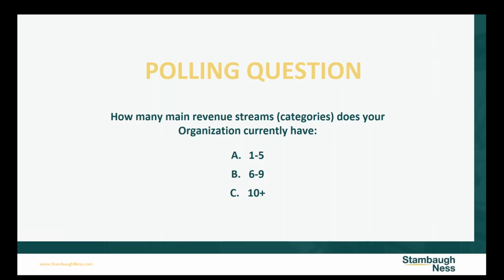So that's kind of what I expected, a good mix between those first two. There are definitely organizations out there that have 10 plus revenue streams. But mainly we see that 1 to 5 or that 6 to 9. And what that truly means, kind of starting off with the standard, is if you've got 1 to 5 revenue streams, you've got 1 to 5 kind of starting points of, let's assess those revenue streams.